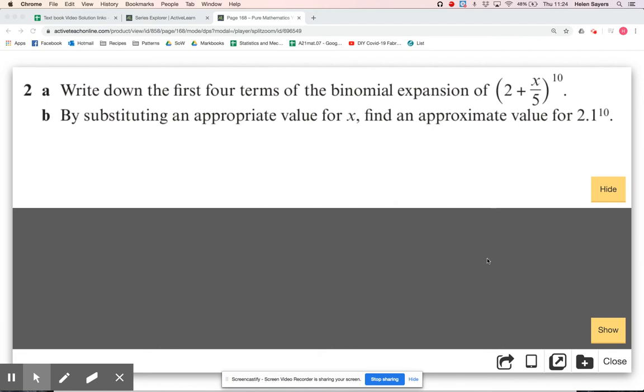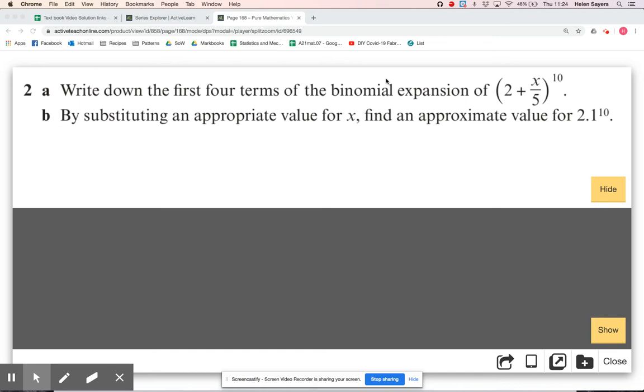Okay, we're looking at the first year core textbook, mixed exercise 8, and we are on binomial expansion. So write down the first 4 terms of this binomial expansion. They haven't labelled this one as an exam question, but it certainly could be. And it's quite a good question. It sort of throws up all the things to be careful of. So that fraction, that x over 5, we're going to need to take care of.